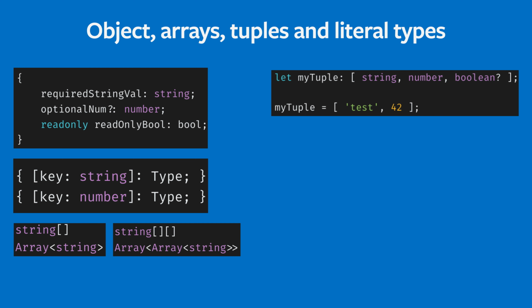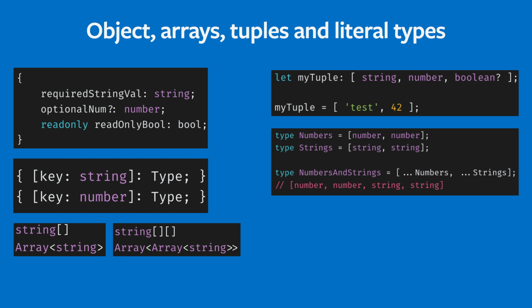Another thing is tuples. So tuples, it's basically an array with some fixed length. Like in this case, my tuple is basically an array of 3 elements, and each element has its own type. First one should be string, second one is number, and third one is optional, and if it's specified, it should be boolean. Another interesting thing is the spread operator for types.